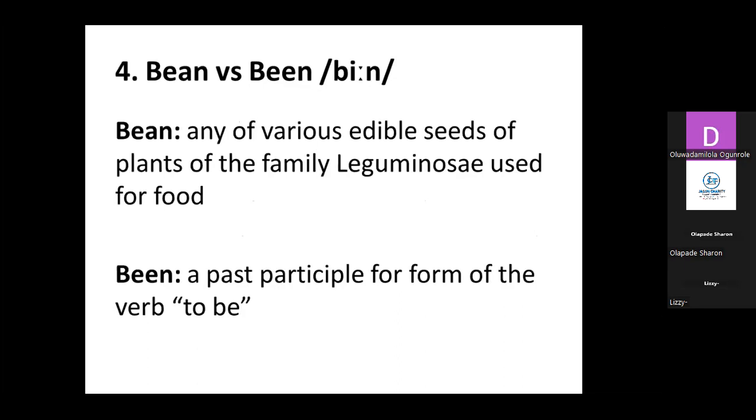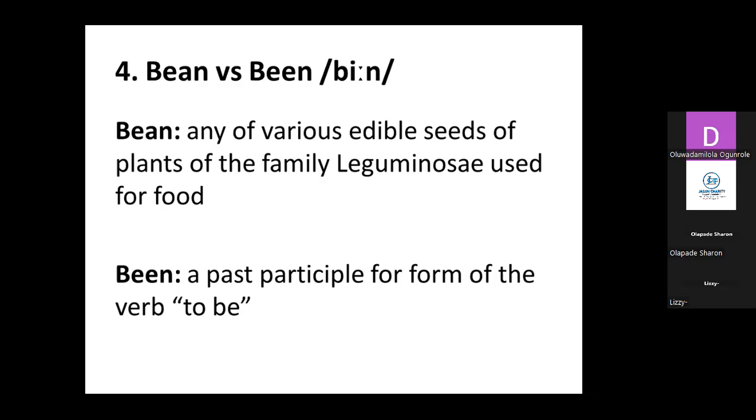So the next one is bean versus been. The first one is any of various edible seeds of plants of the family Leguminosae used for food, not just like our normal beans when you say rice and beans. However, that word means more than just rice and beans. It is from a leguminous family. Now, there are several beans. Some will call them peas. A cowpea seedling is a bean. So that is an example.